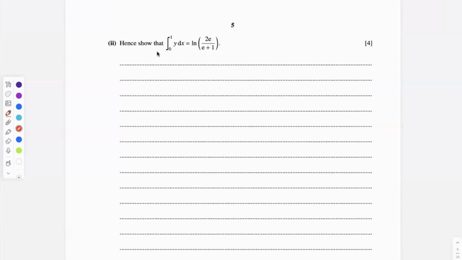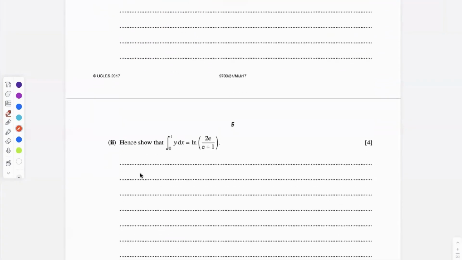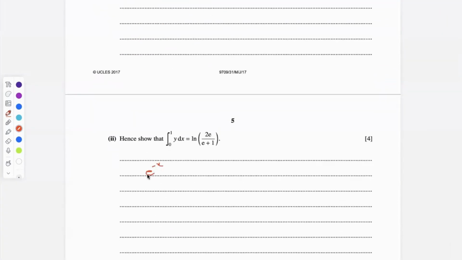Now in part 2, we have to show that the integral of y dx with limits 1 and 0 is equal to ln of 2e upon e plus 1. So in place of y, we can use a substitution e power minus x upon 1 plus e power minus x with the limits 1 and 0.